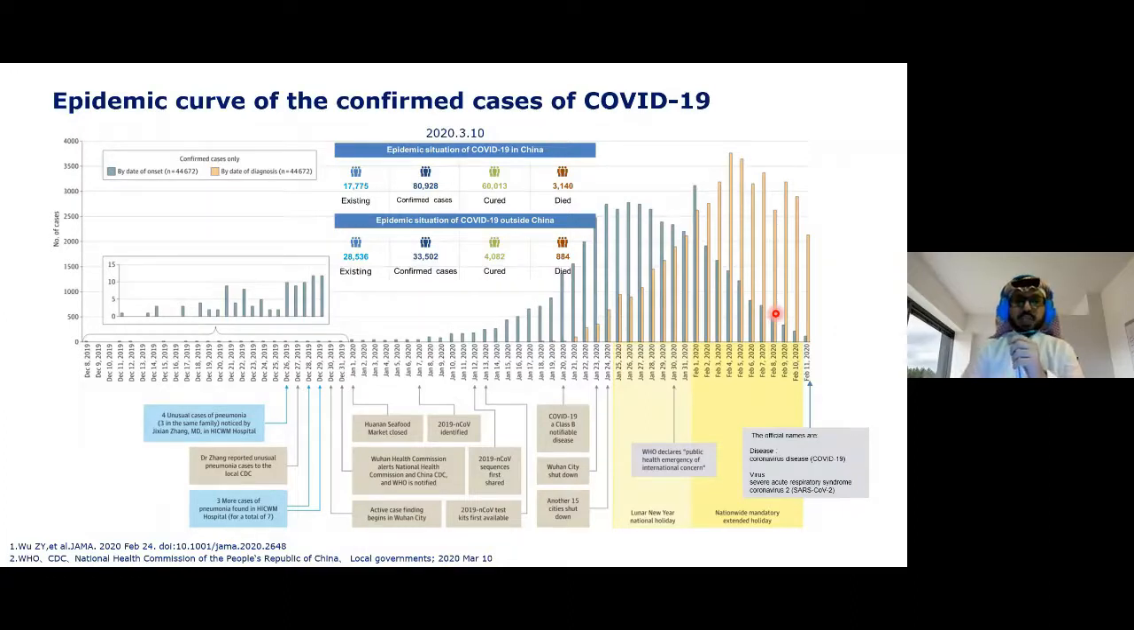So if we try to calculate the epidemic, it starts from December 2019. That's why they call it COVID-19, based on 2019. The first name also was severe acute respiratory syndrome coronavirus 2, because we have the coronavirus.